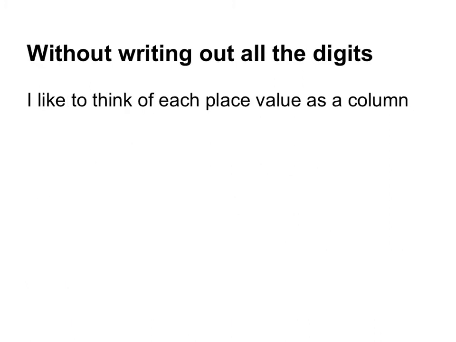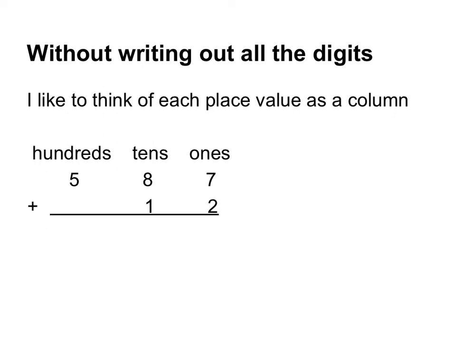Now, it does look a little big to write it all out like that. So keeping the same principle in mind, I sometimes choose to write it as a set of columns. So every place value, every unit gets its own column. So in the last example, I had hundreds, tens, and ones. So those are going to be my 3 columns. And then I'm going to write in my numbers. So I had 5 hundreds, 8 tens, and 7 ones.